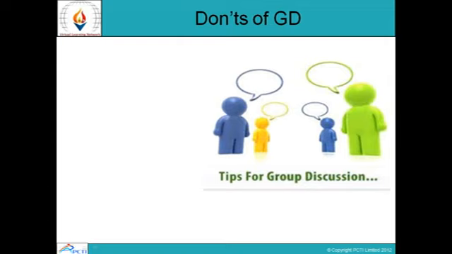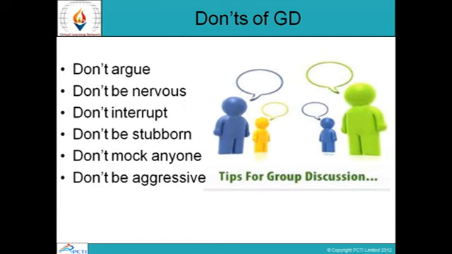Don'ts of a GD. The things which one should not do in a GD. Don't argue. One should not argue with a particular person or with anyone. That promotes tension. Don't be nervous and shy. One should not be nervous and shy, rather one should be relaxed and open to accept other people's views.